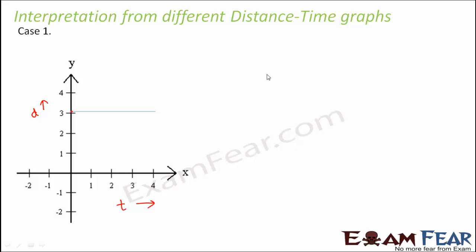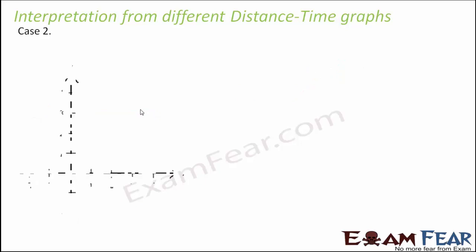That means the object is not moving at all. The object is located at the same position. That is why the distance covered is the same. It is at 3, even though the time is increasing. So this would mean that the body is at rest. The body is not moving. The body is not in motion. So looking at the graph itself, we could interpret that the body is not moving.